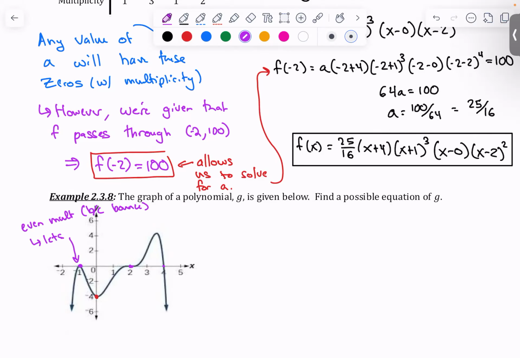Let's assume 2. Did you notice that the question said find a possible equation for G? Because there are many situations. Without knowing multiple points on this graph, there's no way to really know if this is going to be the second power, or a multiplicity of 4 or 10 or 200. There's no way to know. But choose the smallest number you can just to make it easy.